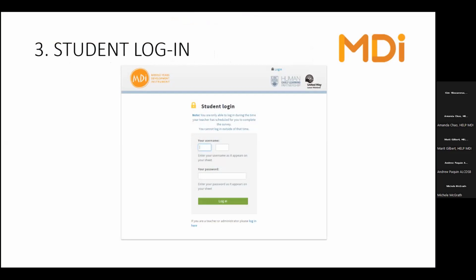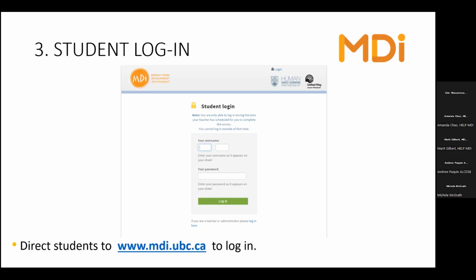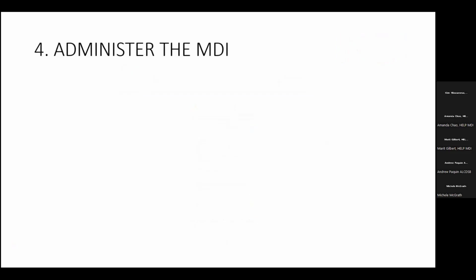Okay, so this is what the student login looks like. So this is what your students will see. If you have distributed the student logins to the kids, all they need to do is just type in the numbers, which stands as their username, and the passwords that they can see on the cards that you have cut out from the student logins in the system. And when they click login, they will just be able to get in the survey right away, and they'll be able to do it with you in the classroom.